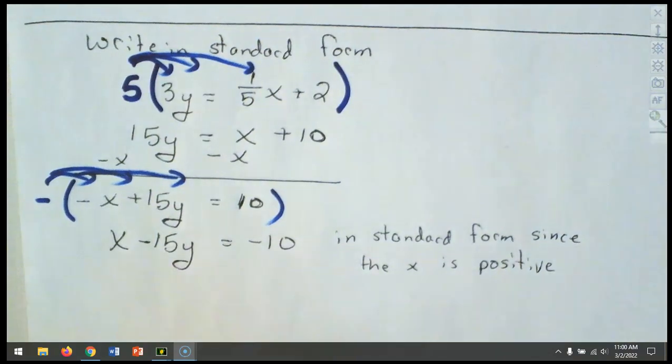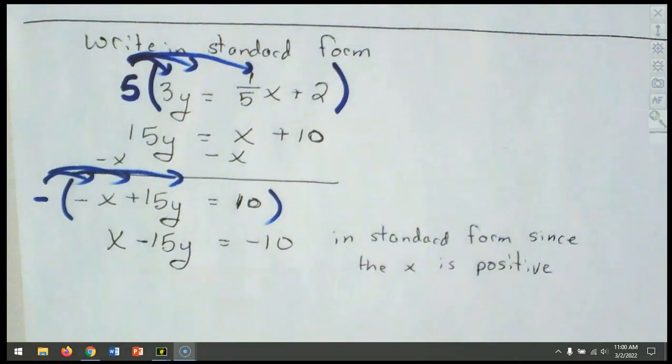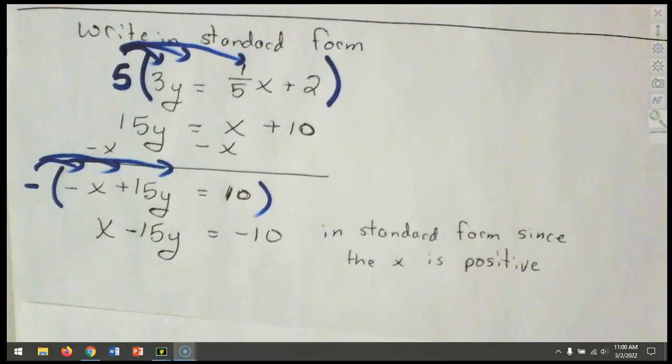Okay, so the x is positive, so that is now in standard form. Okay, so what we're now going to look at today is how to find the equation of a line when you are given a point and you're given a slope. I don't think we'll have time for the others. We'll do those next week. But we're going to look today at how to find the equation of a line when you're given a point and a slope.